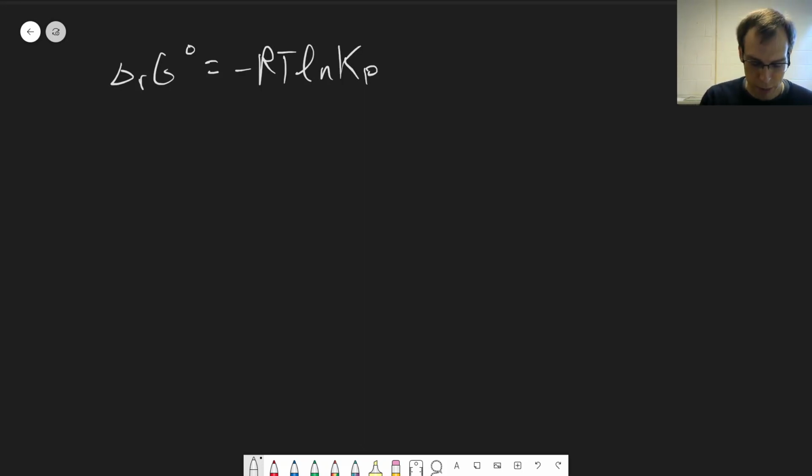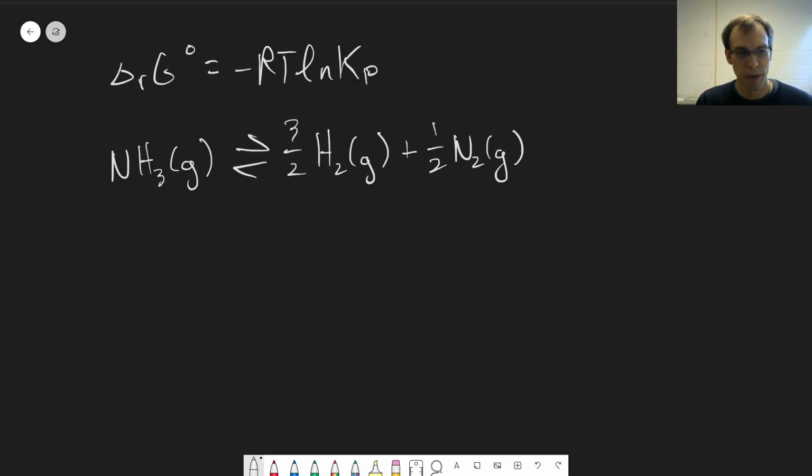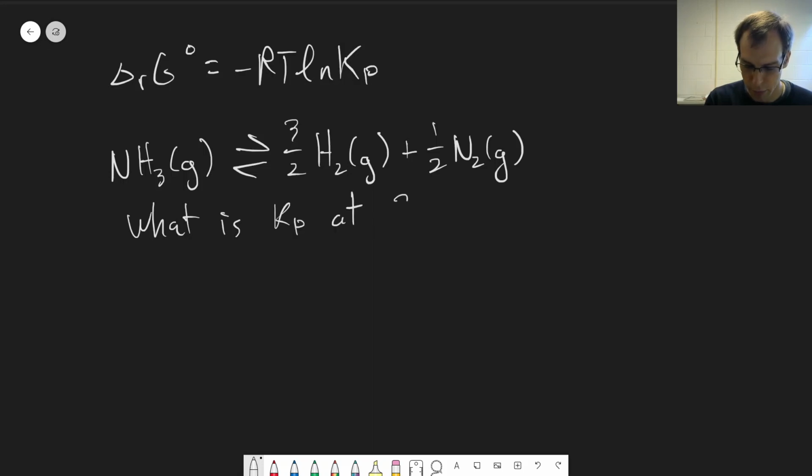So let's look at an example of doing that for the decomposition of ammonia. So ammonia gas can decompose via this reaction into H2 gas and nitrogen. And we'd like to find out, what is the equilibrium constant at room temperature? So to be able to do this, we need to know what is the standard Gibbs energy for this reaction.